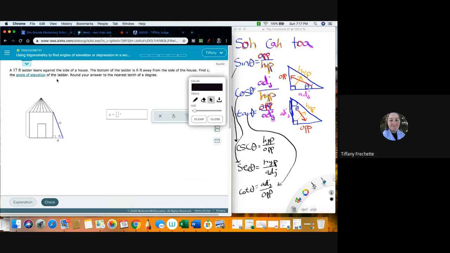A 17-foot ladder leans against the side of a house. The bottom of the ladder is 6 feet away from the side of the house. Find x, the angle of elevation of the ladder. So we want to know what's the angle of elevation for this ladder.